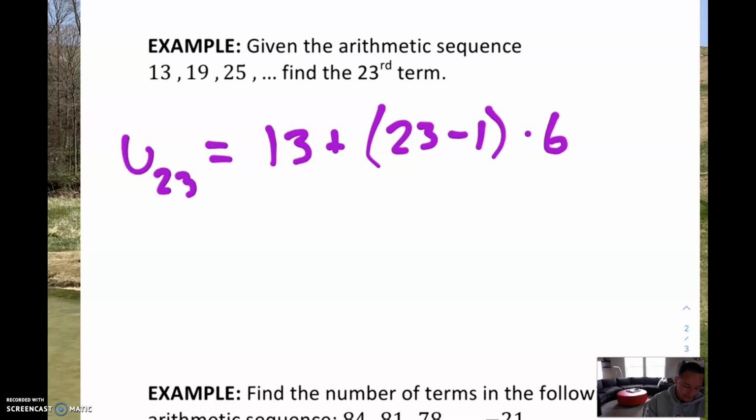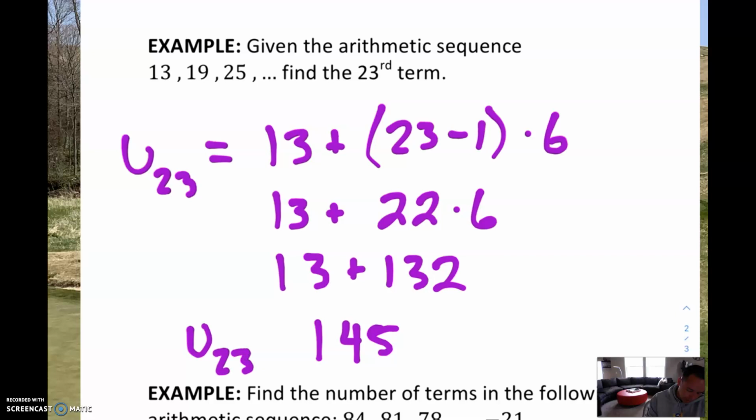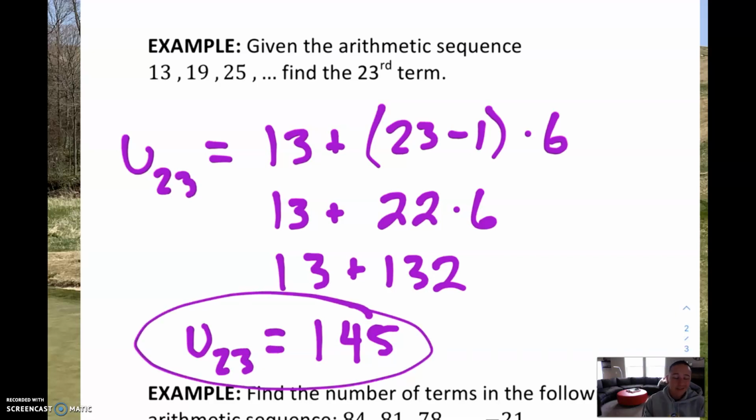Then it's just a matter of simplifying. So if I take 23 minus 1, that becomes a 22 times 6. We can simplify 13 plus 132, and if you add these together, you get 145. So the value of the 23rd term is 145. It's a little bit quicker to do that than it would be to list them all out individually.